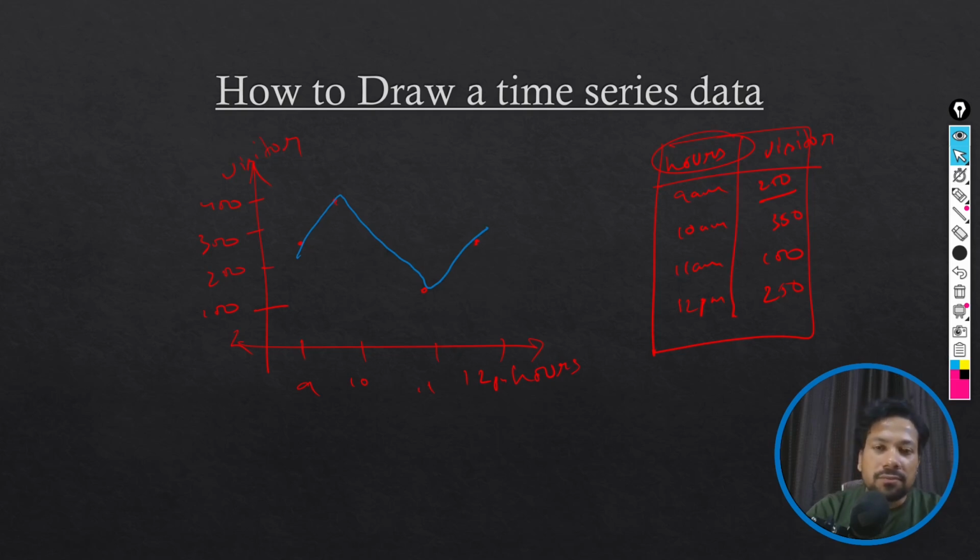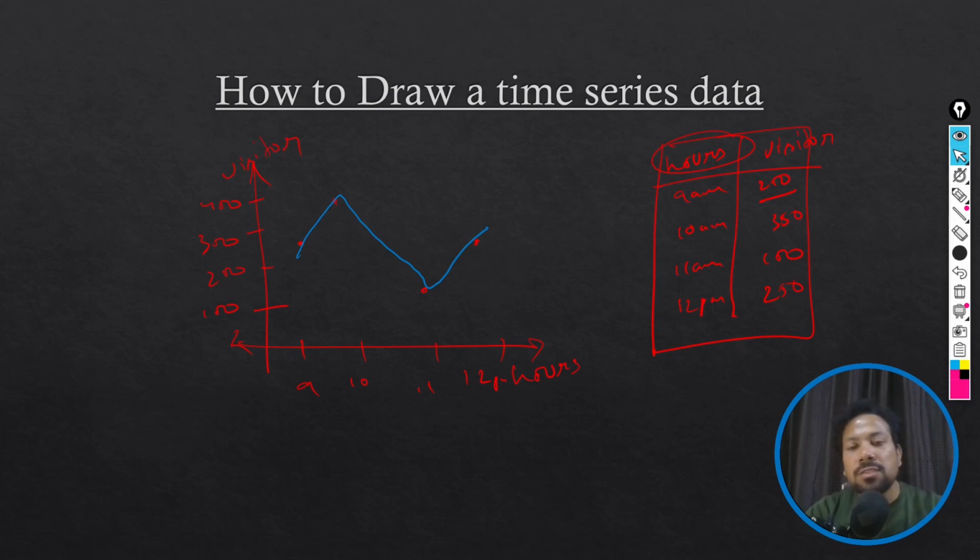Now this line gives you insight about your time series data. How can you find insight from this particular line? It is simply showing us that the number of visitors is increasing between 9 and 10, then it's decreasing from 10 to 11, and then it's again increasing from 11 to 12. So this is how you manually draw a time series.